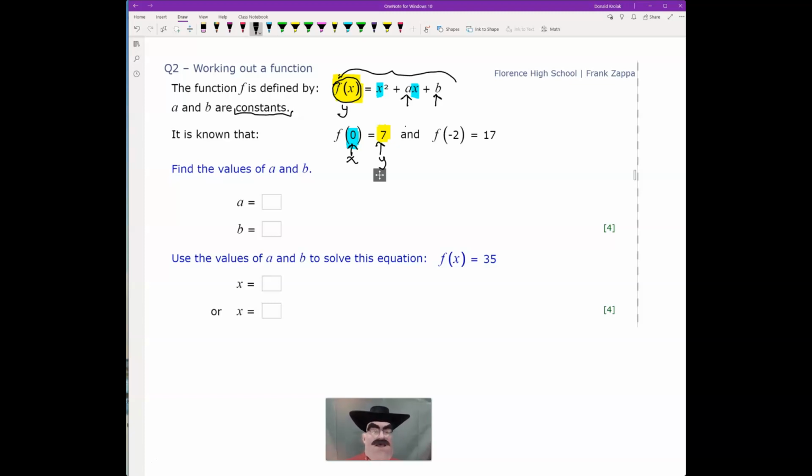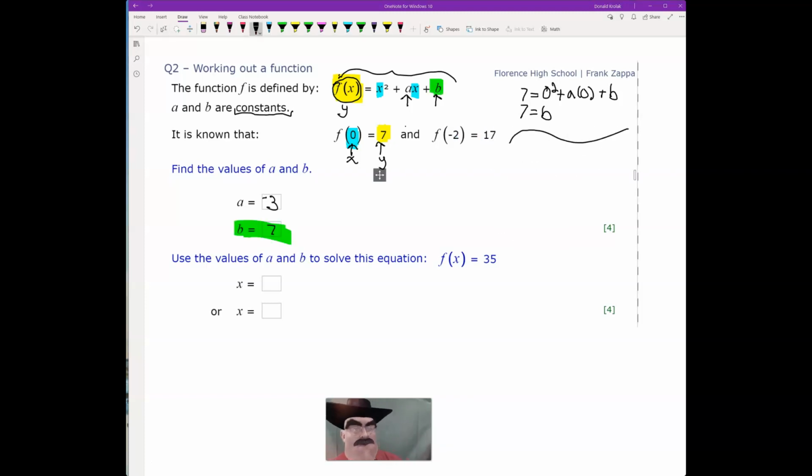So I'm going to have, instead of f of x, 7 equals 0 squared plus a, and I put a 0 in for that x, plus b. Now what's going to happen is that a is going to get eliminated because it's being multiplied by 0, and now I have my b value. B is equal to 7.